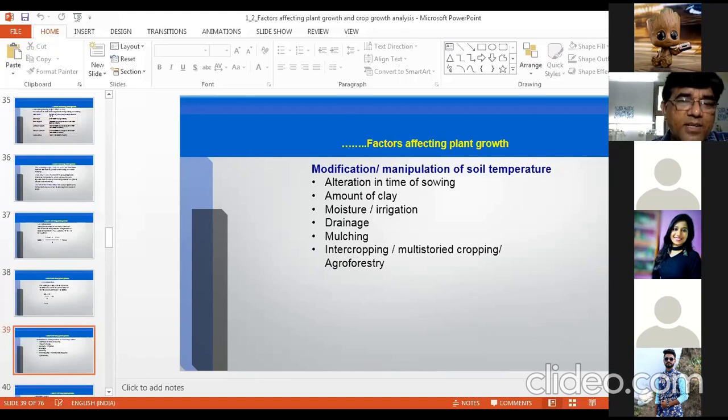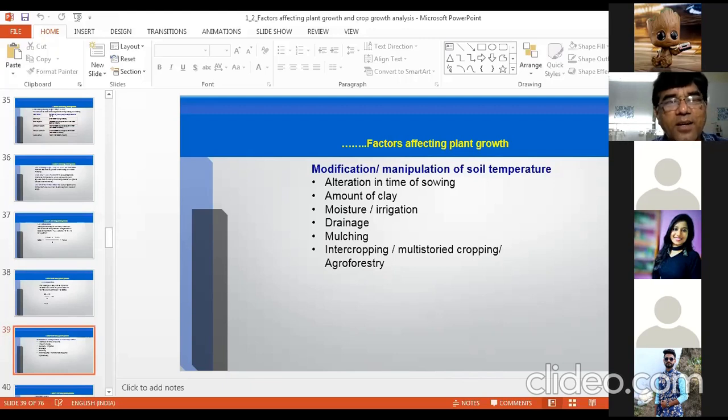By moisture or irrigation, we can manipulate it. If it is too high, we can apply water. If it is too low, then also we can apply water. So water can be helpful in this. Drainage can control temperature, because in summer months, if you have standing water in the field, then a lot of hotness is there in the water. So it can be harmful to the plant, to the growth, and then you can drain it out.